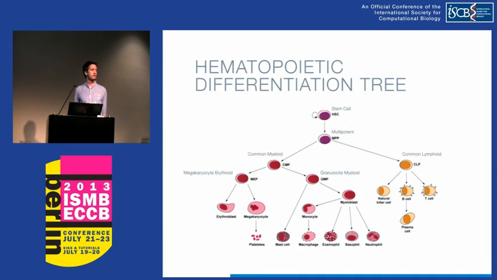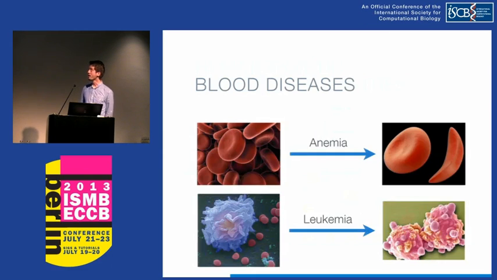And as you can imagine, the differentiation process that leads from this single cell to all kinds of mature blood cell types is quite a complex one. And it's very tightly controlled, and sometimes it might fail. And when it fails, then you get an array of diseases.